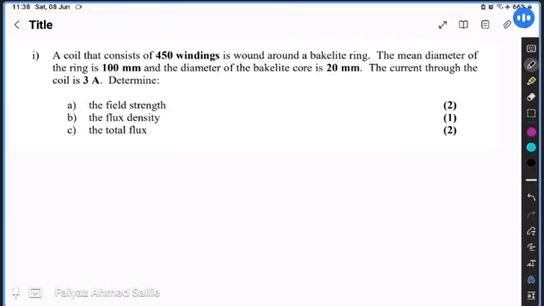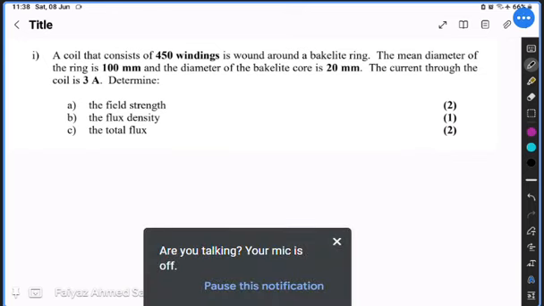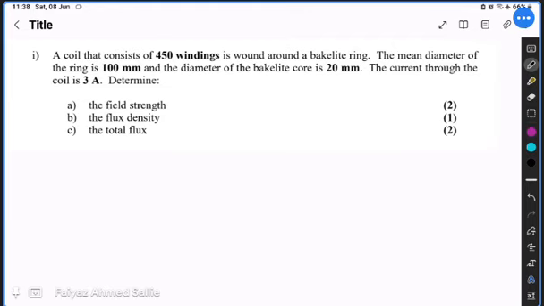Another question a student asked me was about the formula sheet. I'm not sure, and I don't feel like I should ask the lecturer about that, but the lecturer I had last year gave us formula sheets. This year I'm not sure if the new lecturer will give you a formula sheet, so it's best if you remember the formulas. I think for inductance and magnetism he has to give those formulas because they are not easy to remember. So back to the question: a coil consists of 450 windings.